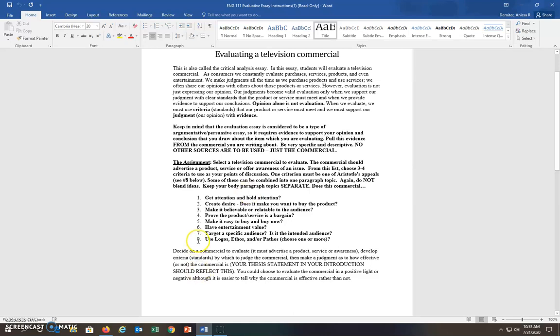But I've also had students who have used logos, ethos, and pathos. They have actually broken their paper down into their body paragraphs of how logos, how ethos, and how pathos, how those appeals are used in the commercial to persuade consumers to go out and buy the product or the service or whatever. So your 3 body paragraphs could be ethos, logos, and pathos if they're present in your commercial. If not, you can certainly use any of these here.